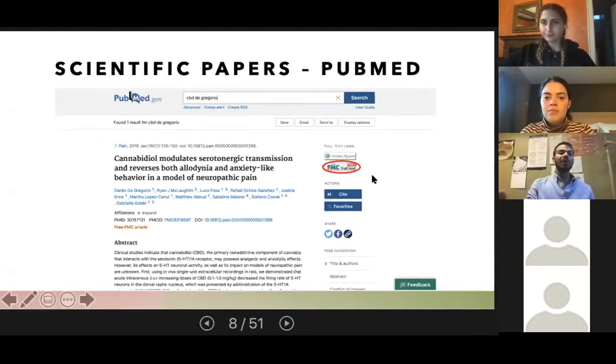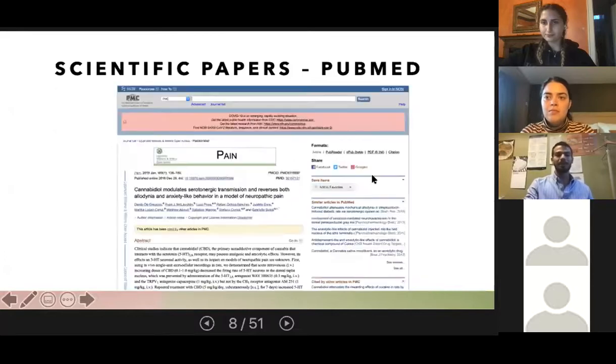And sometimes there's no link for a free full article, but I'll explain a very easy way to get the full paper in a couple of slides. Finally, you click that and you end up here, and you can read the entire paper or even save it as a PDF and read it later by pressing, here's a little PDF at the top right.